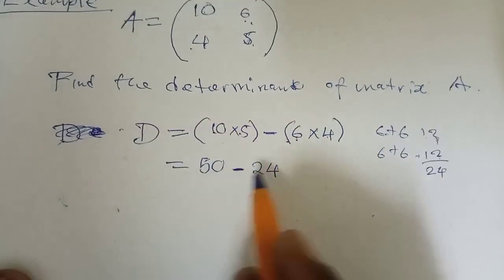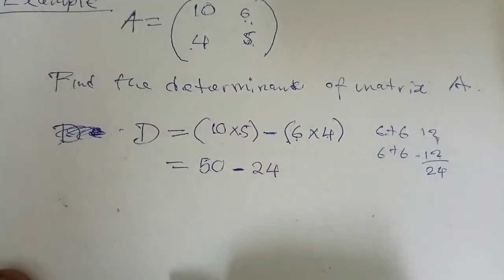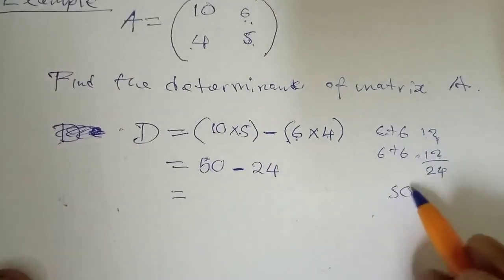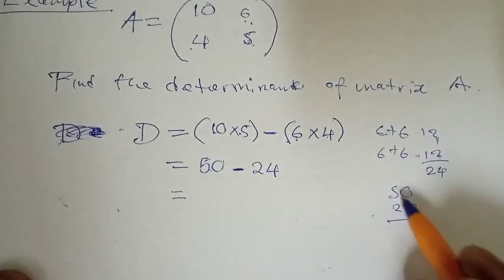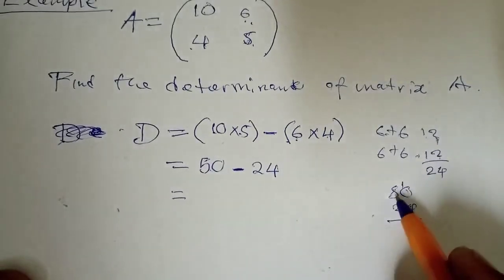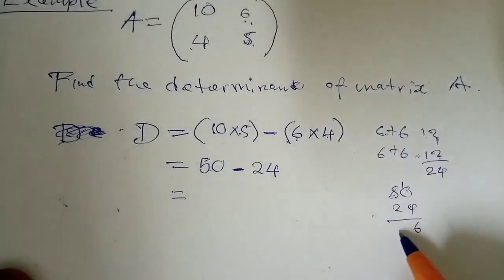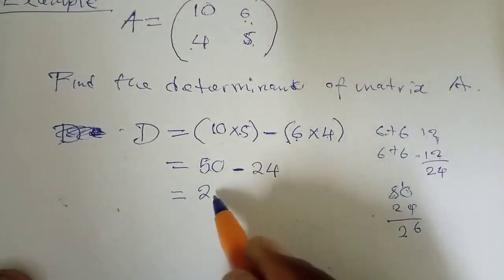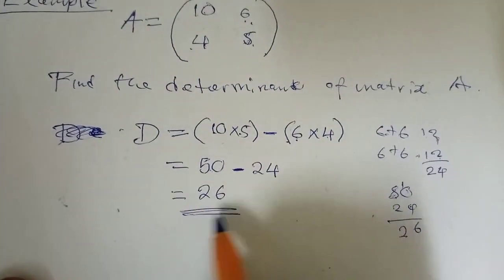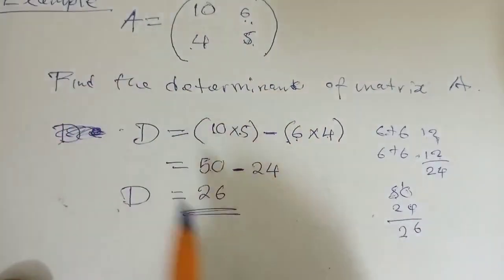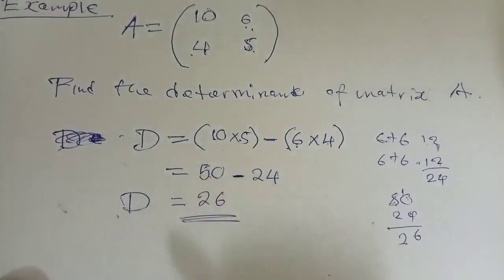Now you need to subtract. Since we are looking for the difference, what is the difference between 50 and 24? 0 minus 4 can't, so you borrow 1 from the 10. 10 minus 4 is 6. Then 4 minus 2 is 2. So the difference is 26. So this is the determinant of matrix A.